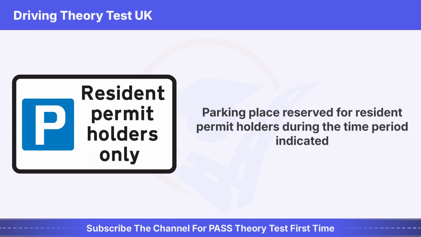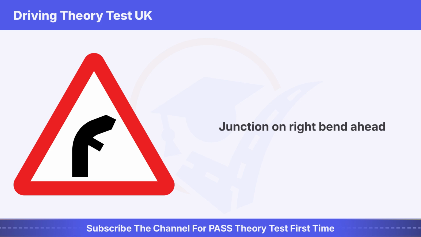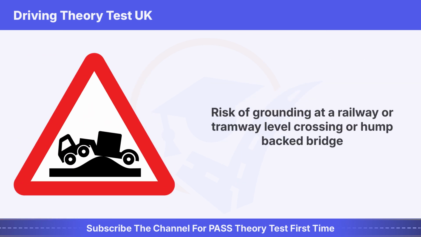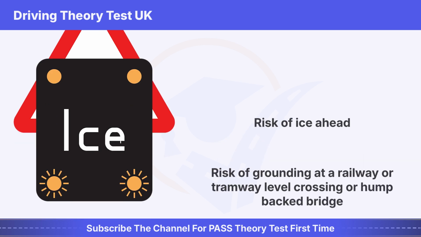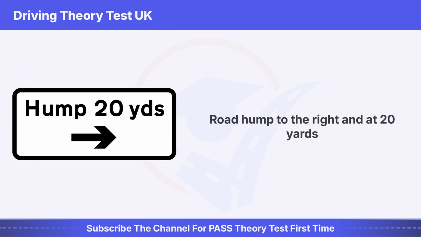Parking place reserved for resident permit holders during the time period indicated. Junction on right bend ahead. Risk of fog ahead. Risk of grounding at a railway or tramway level crossing or humpbacked bridge. Risk of ice ahead. Road hump to the right and at 20 yards.